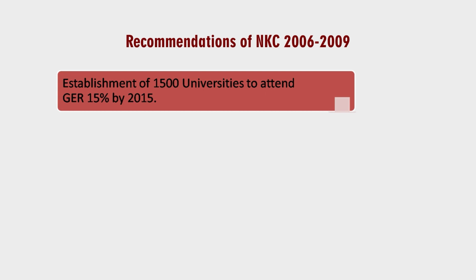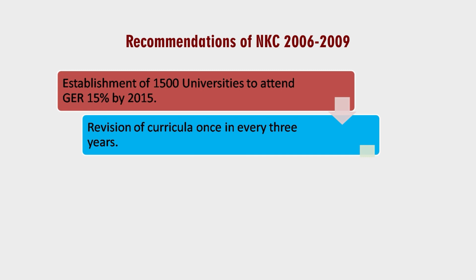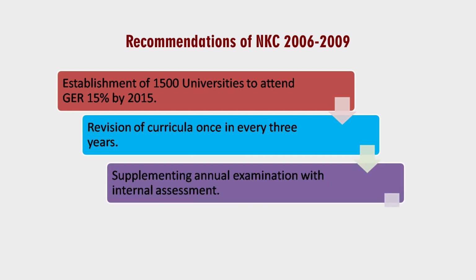The revision of curricula once in every 3 years. So in every 3 years, the syllabi, the curriculum should be revised in different programs. Then supplementing annual examination with internal assessment. For transforming the examination system, the evaluation system, how to include more internal assessment so far as certifying the learner is concerned, so far as evaluating their achievement is concerned, was also another important recommendation.